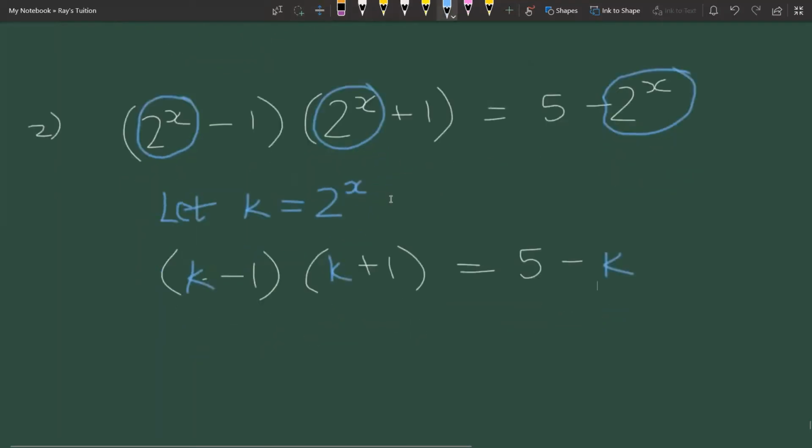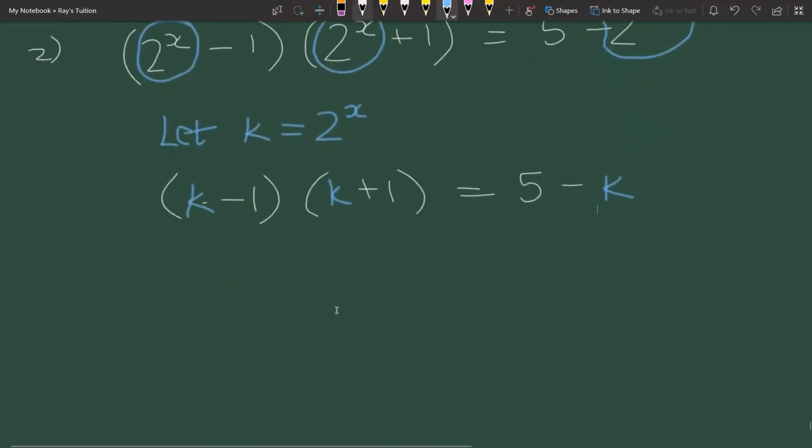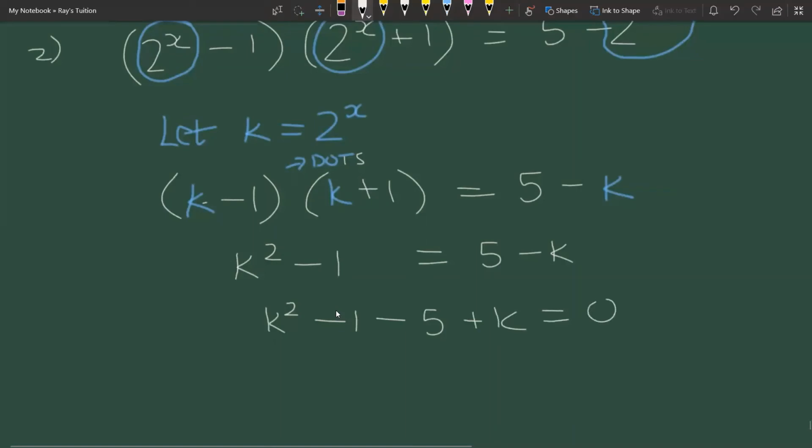Now, what happens is we've taken something that was fairly complicated into something we know how to solve. This here is a quadratic. Let's multiply it out. This here is the difference of two squares. So the product is k squared minus 1, and this is 5 minus k. With a quadratic, we need to take everything over. So it's k squared minus 1 minus 5 plus k. When we take everything over to one side and put it in order, we get k squared plus k minus 6 is equal to 0.